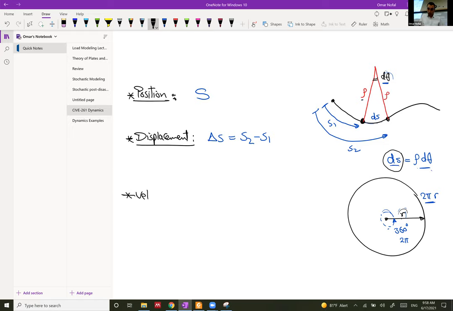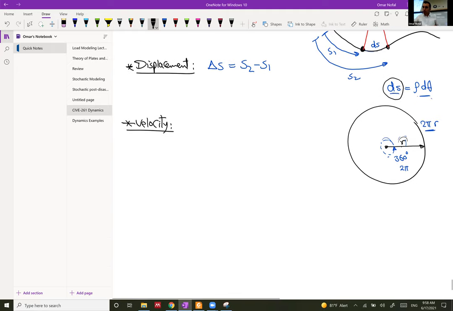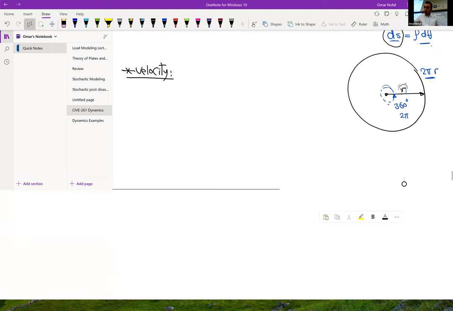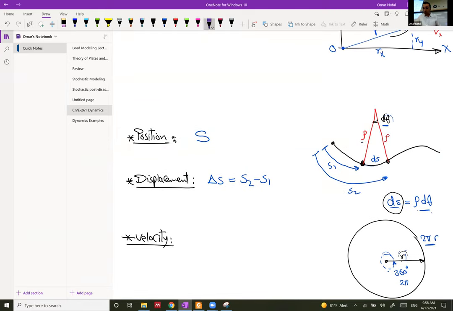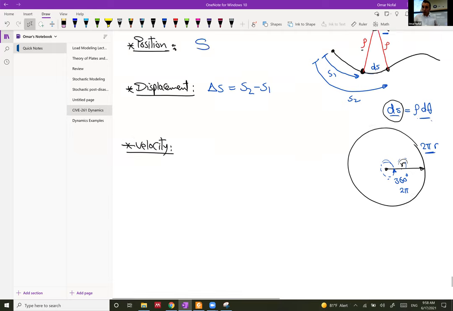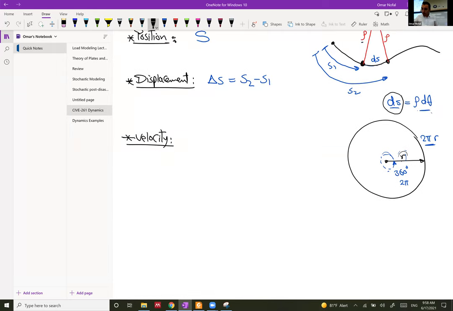As we know, the velocity is the time rate of change of the position. As we know, the velocity is always tangential to the motion. So let's draw a new curve like this, and let's put our point here, and let's put the velocity. The velocity is always tangent. So this is the tangent.